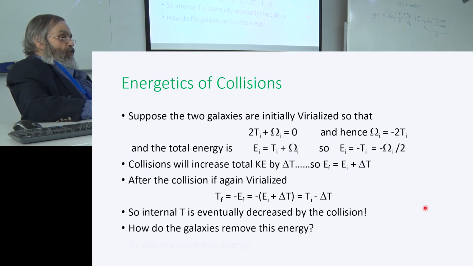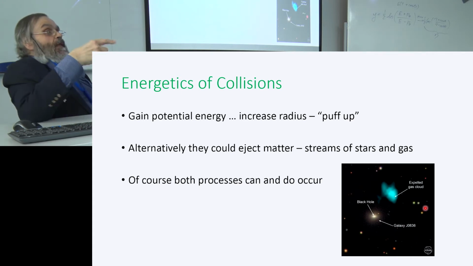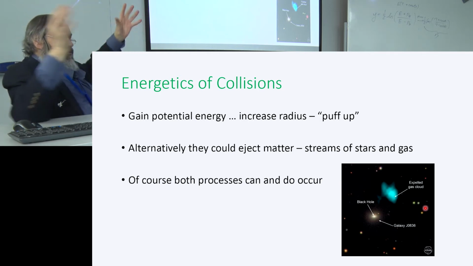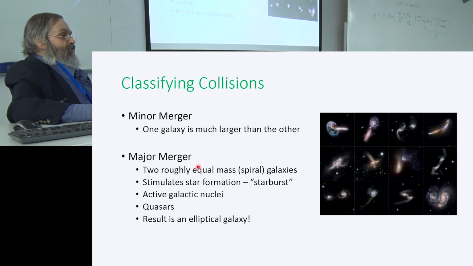So how do the galaxies remove that energy? By gaining potential energy. They tend to increase in radius and puff up. And you saw that in the previous movie, with stars being thrown out and expanding as a way of conserving the energy. They could also eject matter through streams of gas and dust, as well as the whole galaxy puffing up, and both processes do occur.